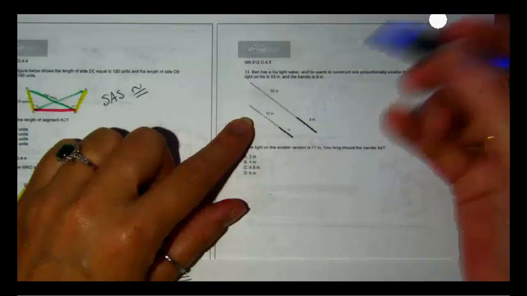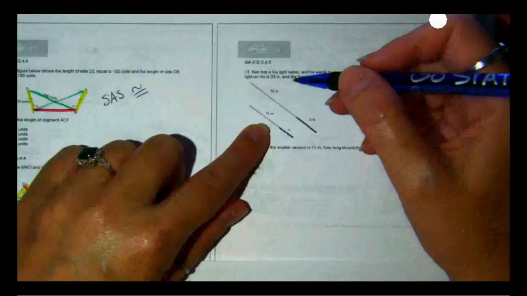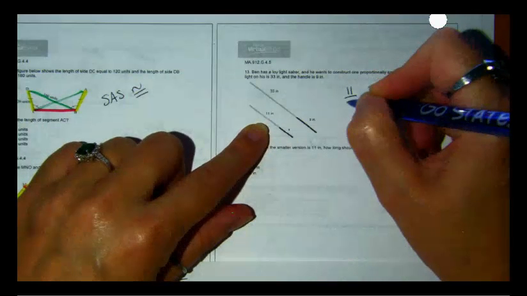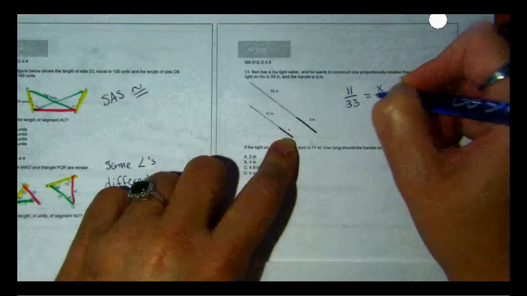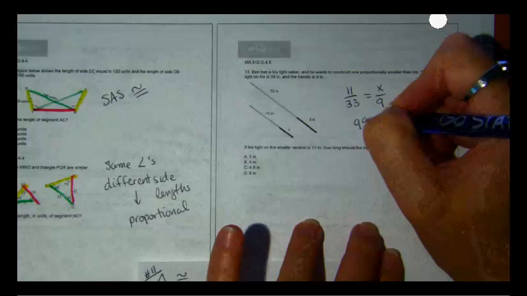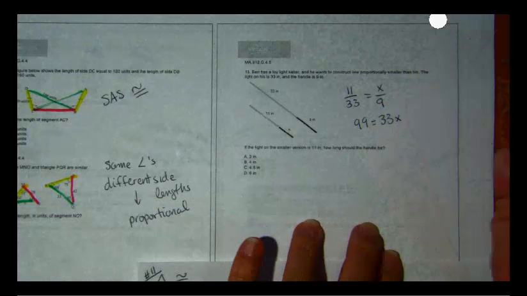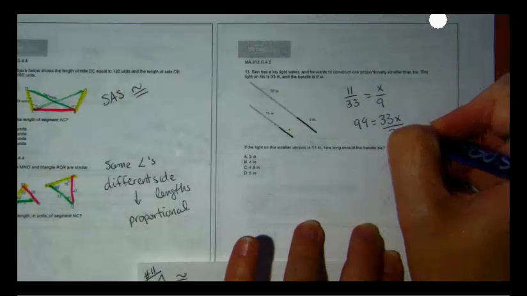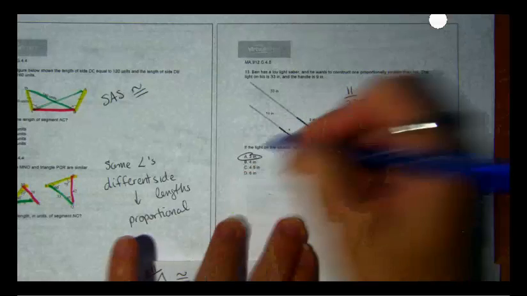So we're talking about proportion. If I have the 33 and the 11, which are both the blade of the lightsaber, those go together, and then the 9 and the x. So I get 99 is equal to 33x, or vice versa. Divide by 33, and x will be 3 inches. So the handle of the small lightsaber will be 3 inches.